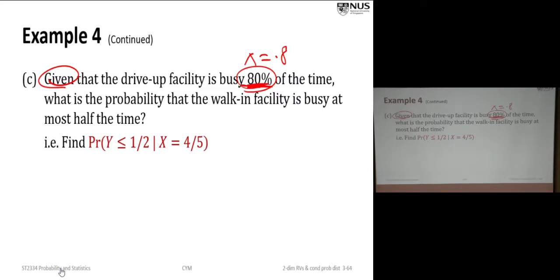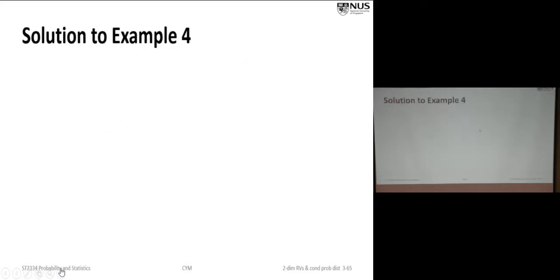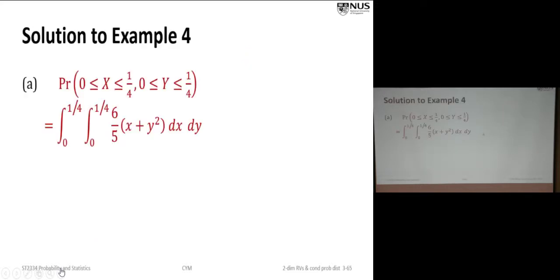Then what is the chance that y is less than or equal to half? Okay, so given that x is 0.8, what is the expectation of y? All right, because y is a random variable, a one-dimensional random variable, so we can talk about the expectation. All right, so here it is.